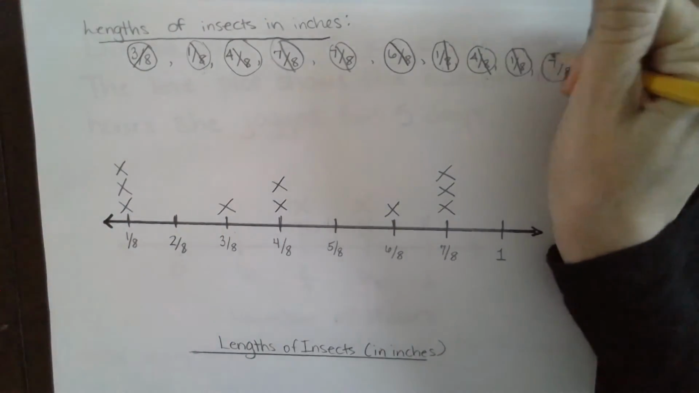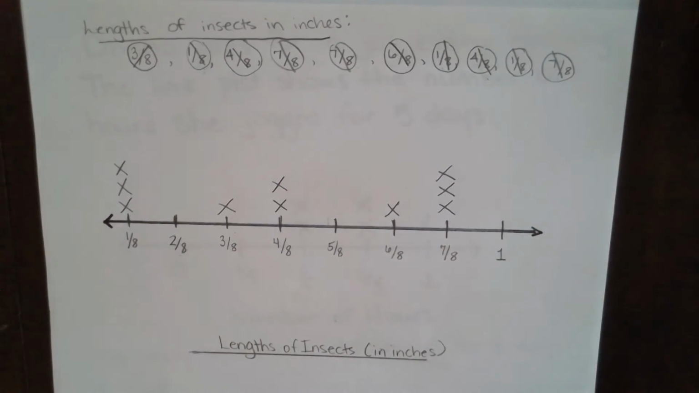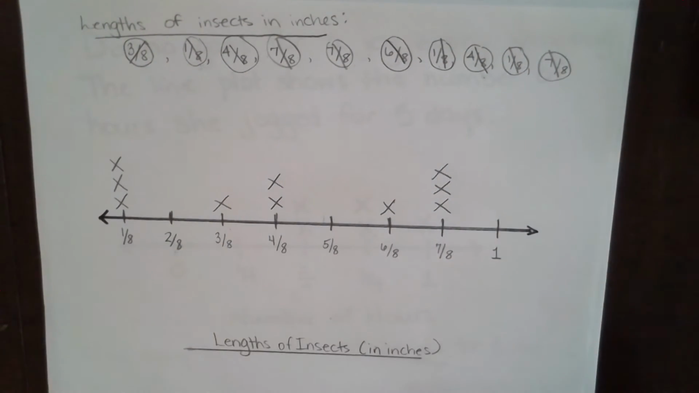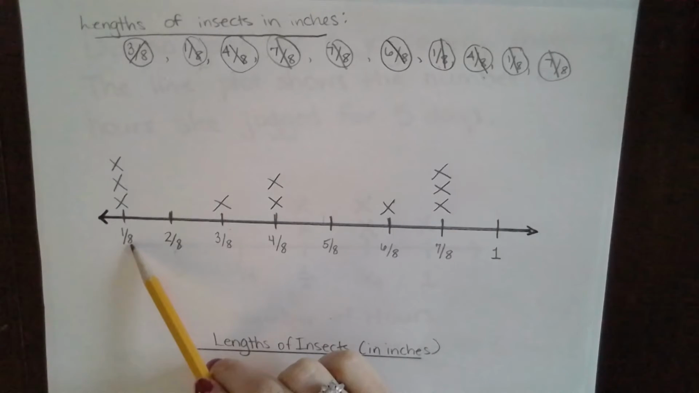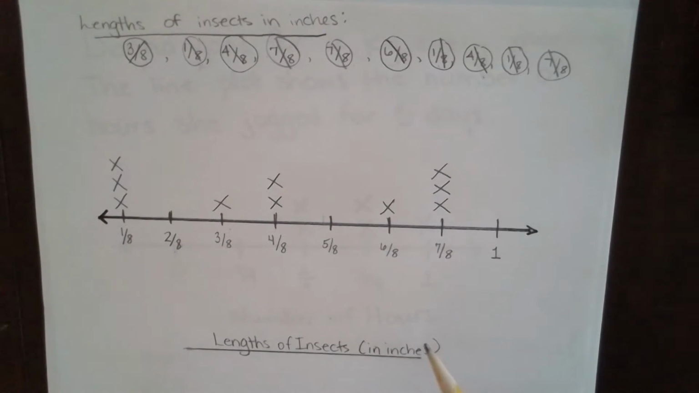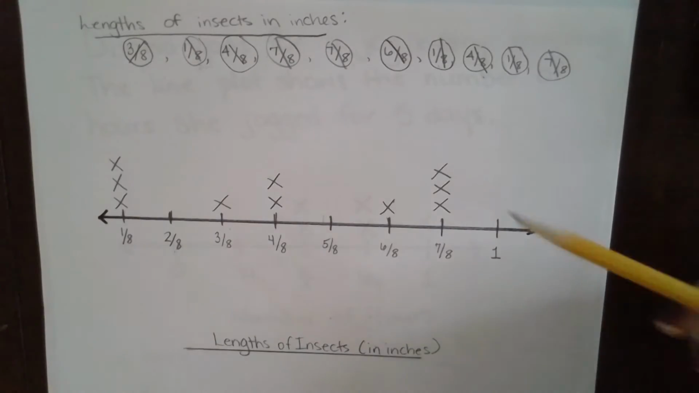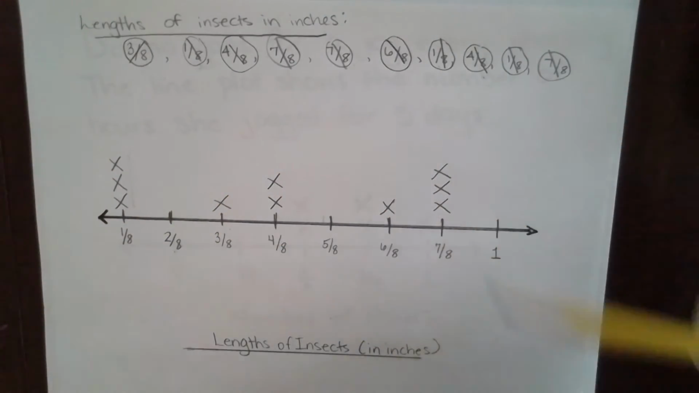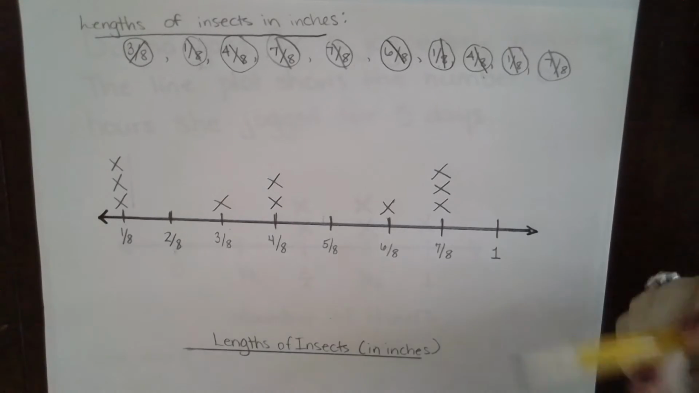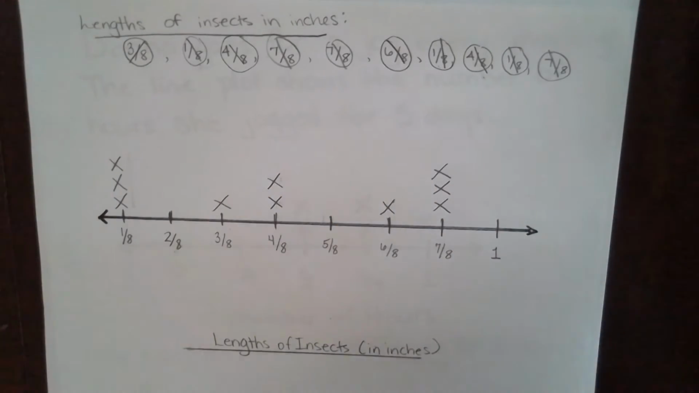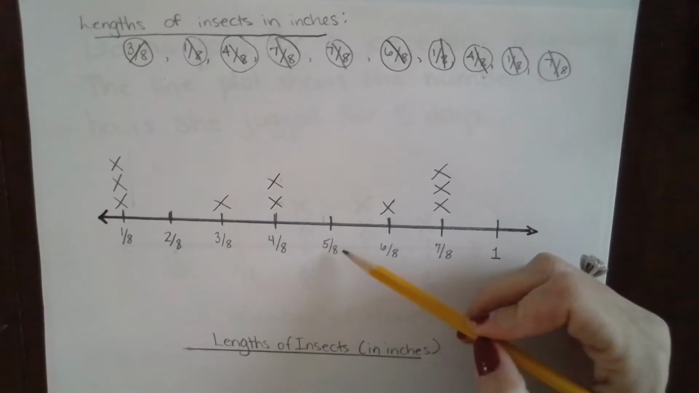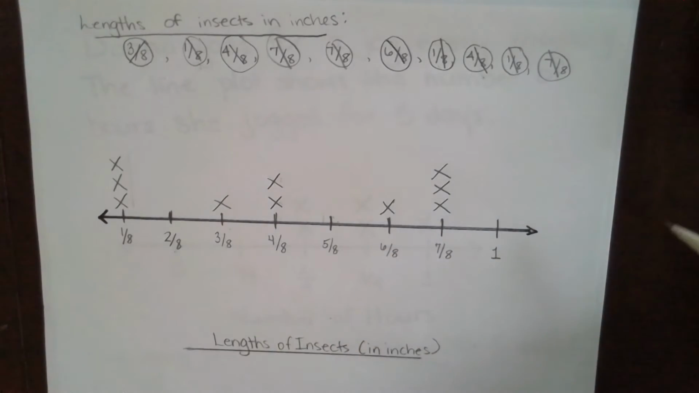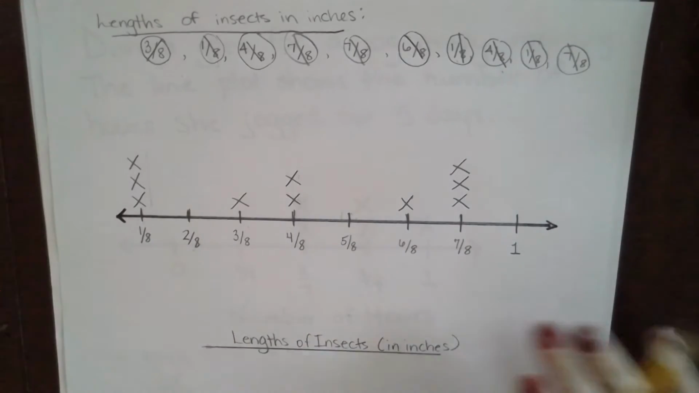Okay, so now that I have all this data plotted out, I can see the range goes from 1/8 of an inch being the smallest to 7/8 being the largest. Okay, question: which measurement, 1/8 or 7/8 of an inch, showed up the most often? How many more? And you would say 2. Okay. So now you have all your data.